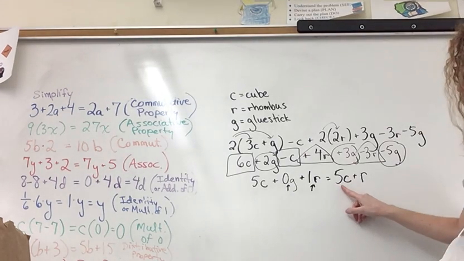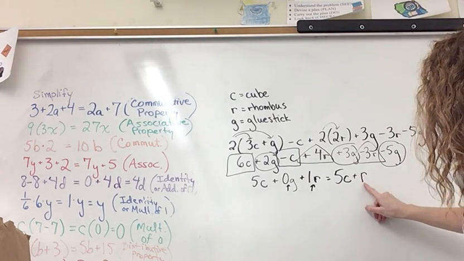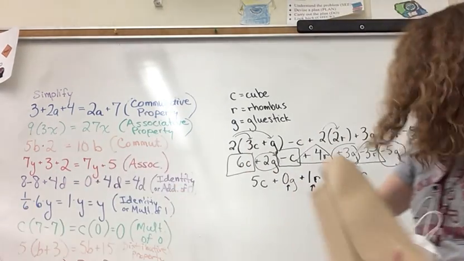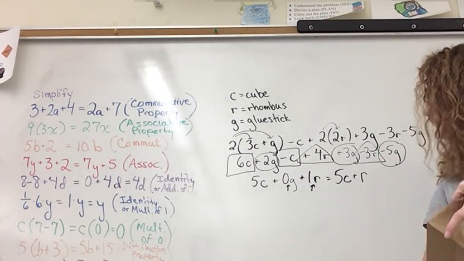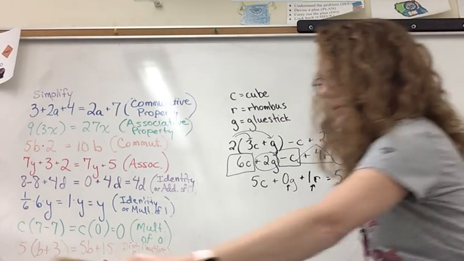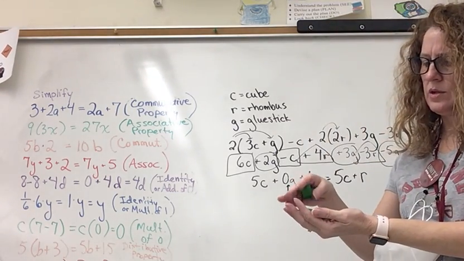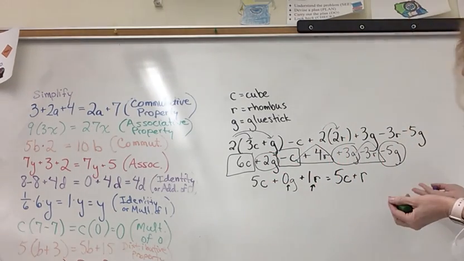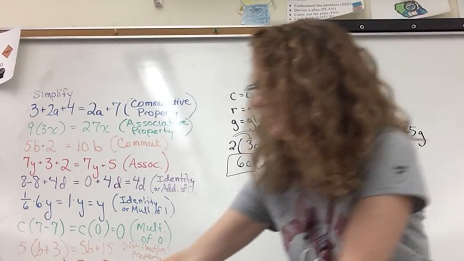So this C has a coefficient of 5. This R has a coefficient of 1. And the G is just gone. So in the bag I have 5 cubes and 1 rhombus, unless I mess something up. 1, 2, 3, 4, 5 cubes and the 1 rhombus. Algebraic expressions simplified.